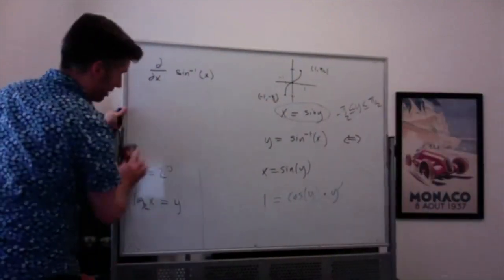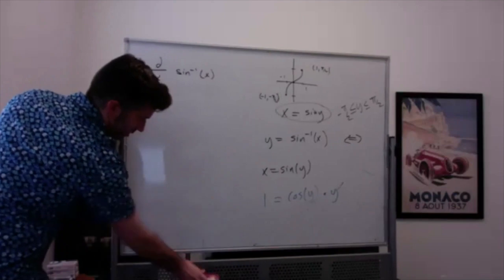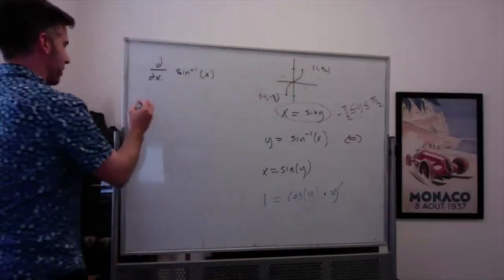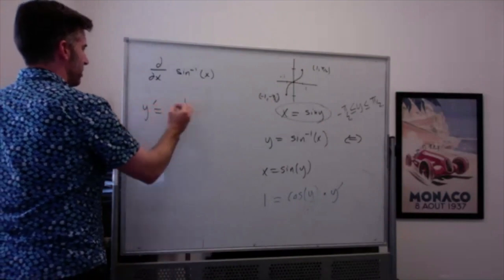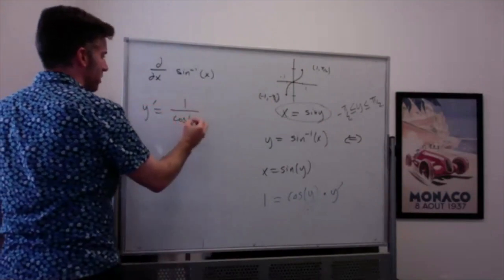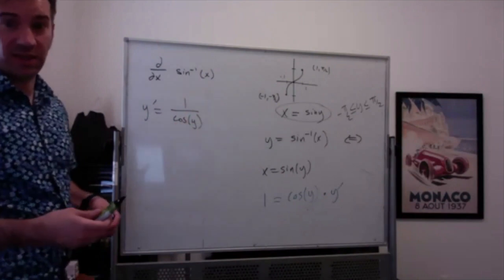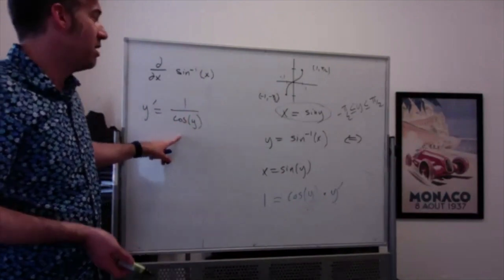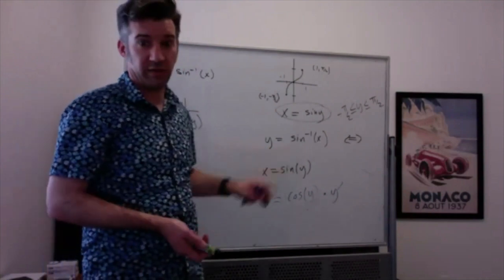This is where things are going to get a little more complicated. So I'm going to solve for the derivative. I'm going to get y prime equals 1 over cosine of y. Now the problem here, just like in the previous ones, is I have a y in my answer and I don't want a y in my answer, right? It should be just in terms of x, because my original expression was y as a function of x.